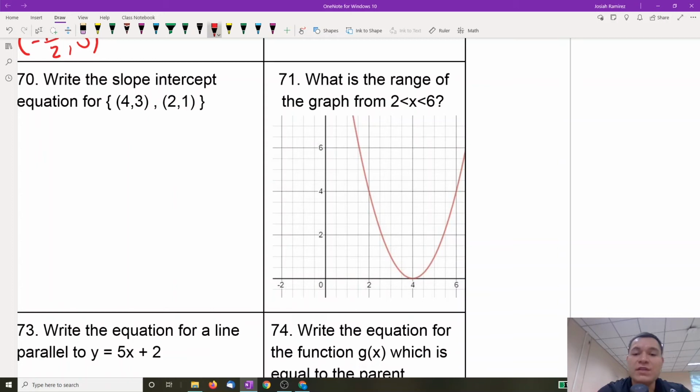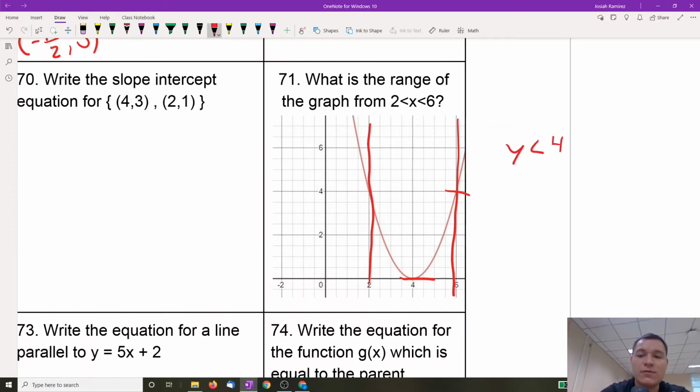What is the range when x is between 2 and 6? The range means what is the lowest y and what is the highest y. The lowest one is 0. The highest one is 4. Y is between 4, and it can be equal to these or 0. It's between 0 and 4.